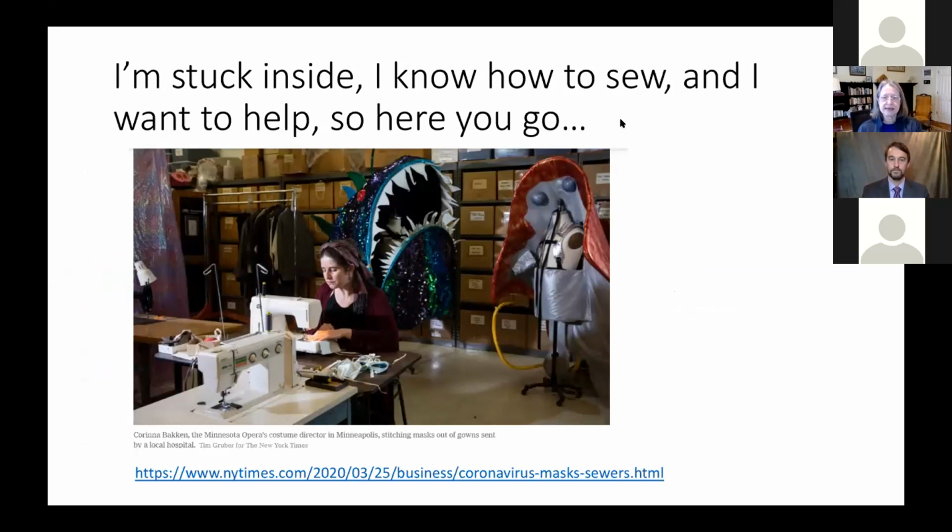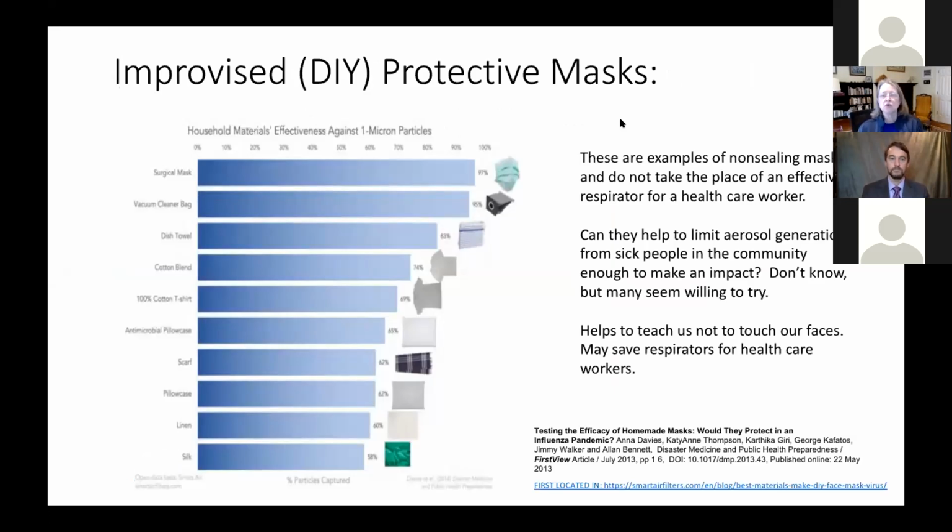Now, the next thing is this outpouring of masks, of sewing your masks. Here's the costume director for the Minnesota Opera, who is benched because the opera is shut down for the moment. And so she's busy sewing masks out of tremendous concern for healthcare workers and also to try to do her part to attack this virus and bring this under control. So what do we know about that?